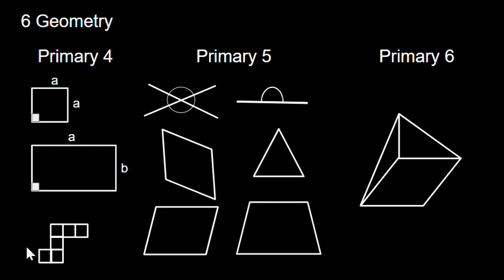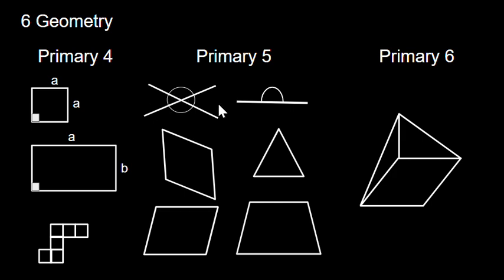Okay. Then in P5, you learn things like angles on a straight line. This is 180 degrees. So if you have another line here, these two angles added up will still be 180 degrees. You learn about vertically opposite angles. So this one and this one are the same. This one is the same.